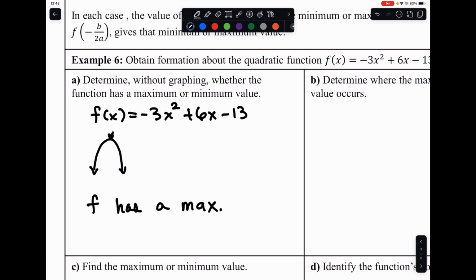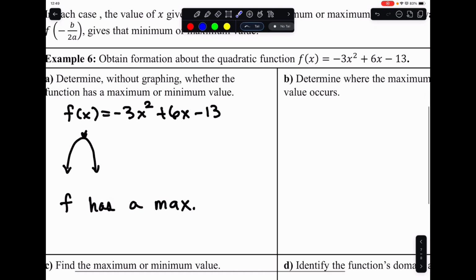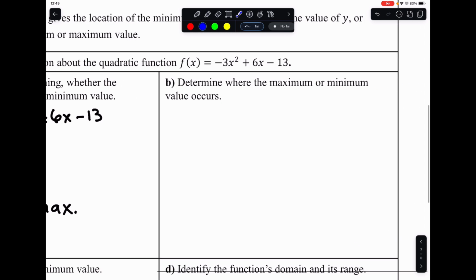There will be no minimum because the graph is going to continue decreasing and decreasing from the ends, but there will be a maximum point, which is where the vertex is located. Now, to identify the location of the maximum, what we're going to do is simply do the same thing that we did in the previous examples.